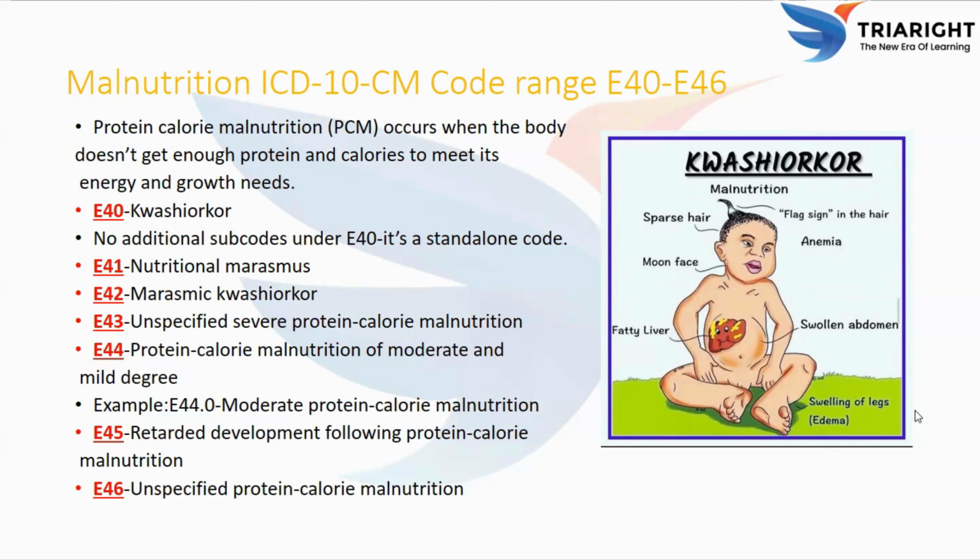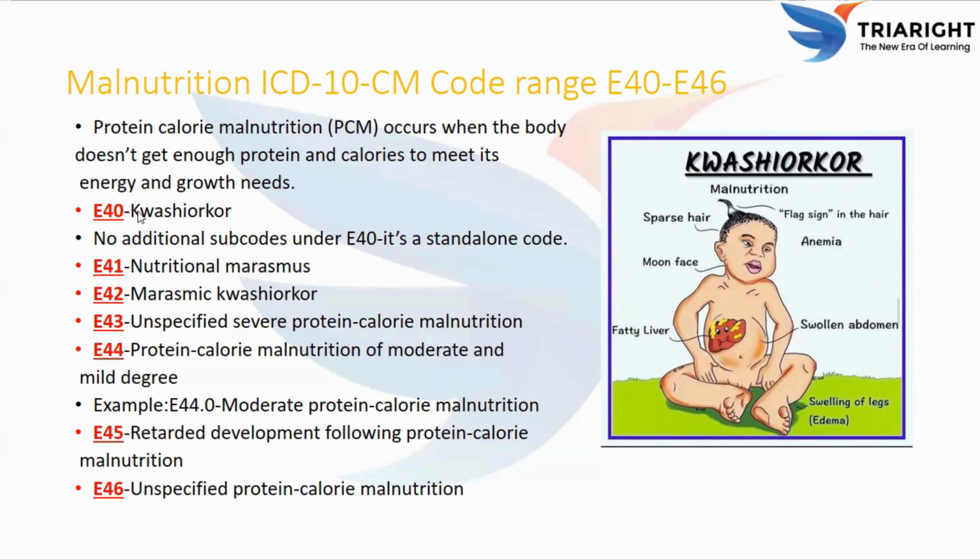See, at the right side, you can see the picture of kwashiorkor malnutrition. This is a kind of protein calorie malnutrition, and here is a child, and these are all the symptoms of kwashiorkor. What you can see over here: swollen abdomen, and you can see the moon face. You can see the discolored hair over here, and fatty liver, swelling of legs, and also the anemia condition.